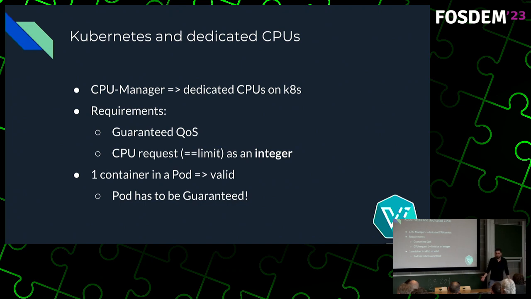Can we use dedicated CPUs in Kubernetes? The answer is yes. This is possible with CPU Manager. And in order to do that, we have two requirements. First of all, the pod needs to be of guaranteed QoS. Second of all, the CPU request, which equals the limit because it's a guaranteed QoS, has to be an integer. It cannot be a floating point value. Also, an interesting fact is that only a single container or some of the containers in a pod can have dedicated CPUs, but the whole pod needs to be of guaranteed QoS.